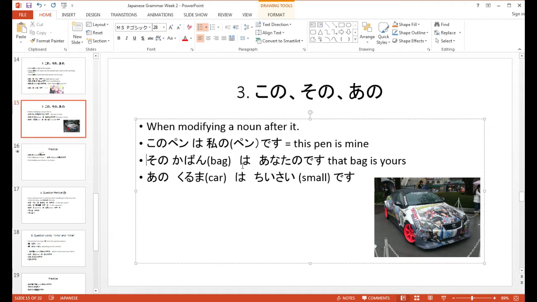Sono kaban wa anata no desu. That bag is yours. That bag, very close to you, very close to the person you're speaking to when you use sono. Ano kuruma wa chisai desu. Okay.